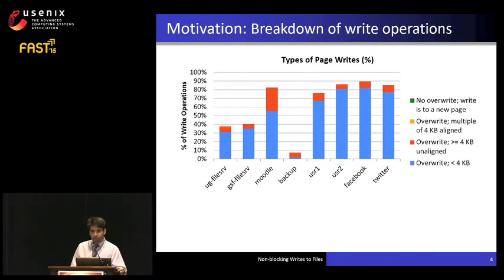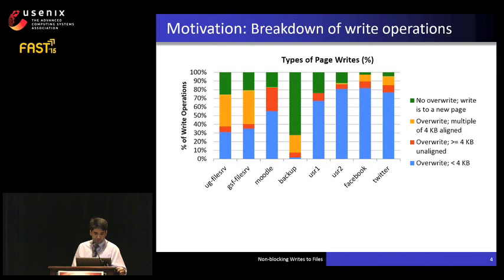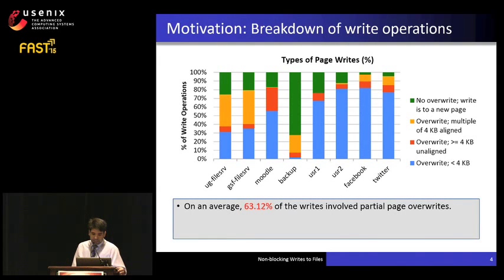In blue, we have all writes that are smaller than a page and that will partially overwrite just one page. In red, we have writes of the size of a page or bigger, but that are not aligned to page boundaries. Those will have a partial overwrite to the first page and/or to the last page that they touch. For completeness, we show in yellow the amount of writes that will completely overwrite existing pages. Those won't require a fetch. And in green, we have writes to new pages that will not require a fetch either. On average, 63% of all these writes involve partial page overwrites.